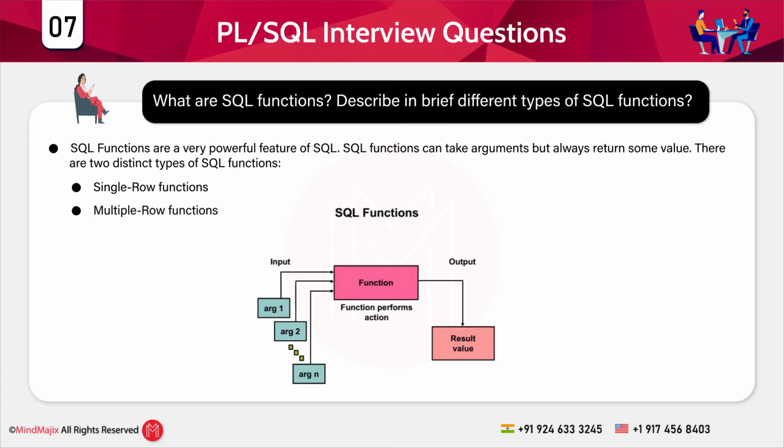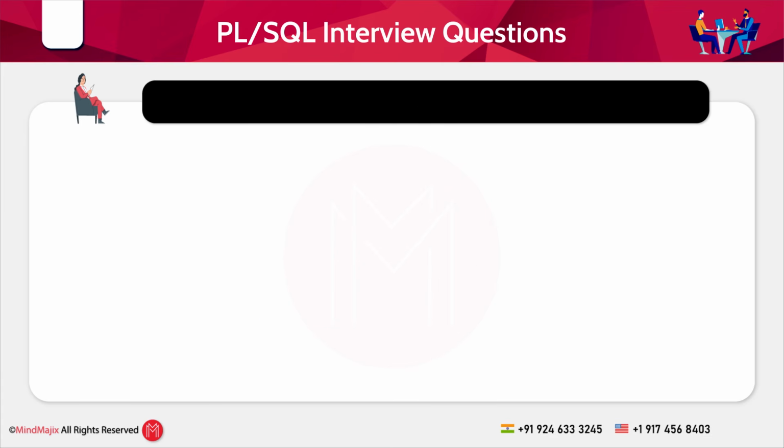And if you talk about multiple row functions, these functions operate on groups of rows to give one result per group of rows. Types of multiple row functions include average, count, max, min, like maximum, minimum, sum, standard deviation, variance, and so on. The next question is, explain the character, number, and date function in detail.